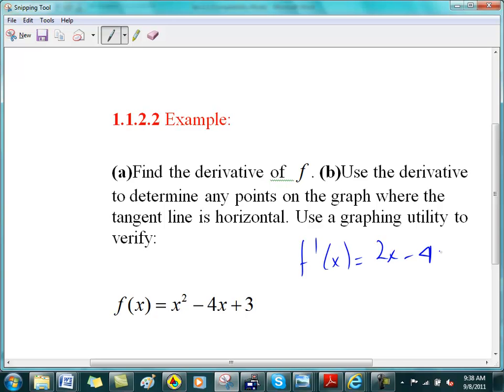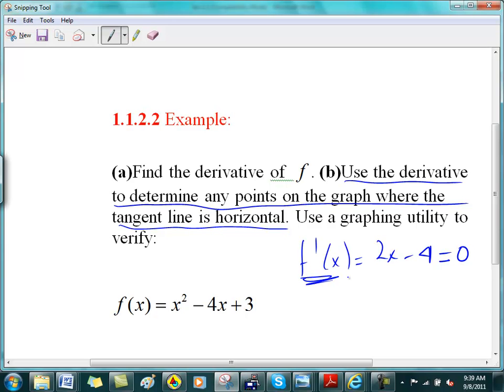The second part says, use the derivative to determine any points on the graph where the tangent line is horizontal. Medicine, can you give me your last sentence again? Okay, so the derivative is the slope of the tangent. If the tangent is horizontal, then what is the slope? 0. Because remember, this is the derivative at any point on the graph. Right? So then you get x equals 2 from here.